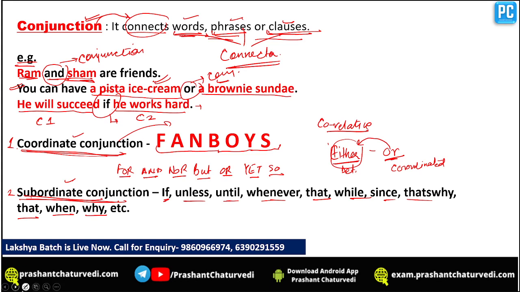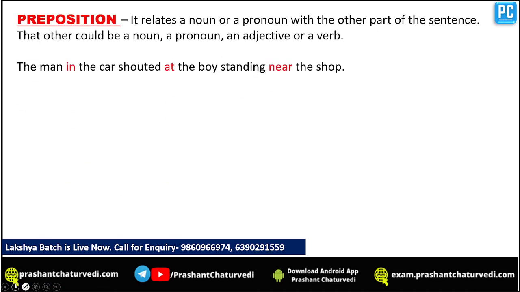Good. So our next part of speech is preposition. What is preposition? Preposition is a word which is used before a noun or a pronoun, and it relates that noun or pronoun with the other part of the sentence. So we'll jump to the definition of this word category. Here we can see it relates a noun or a pronoun with the other part of the sentence.